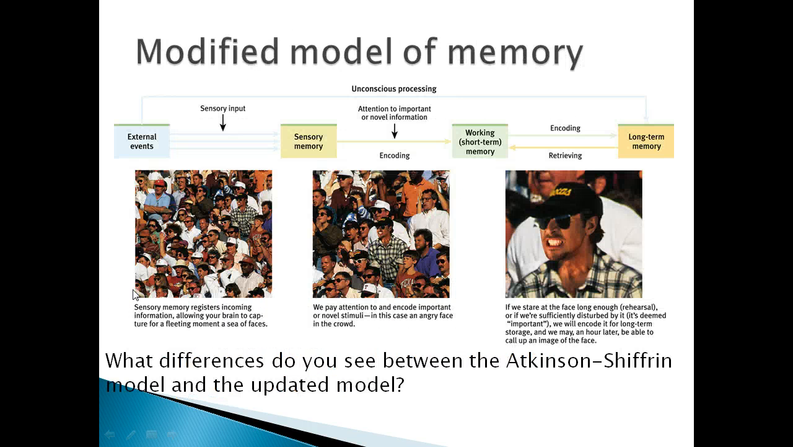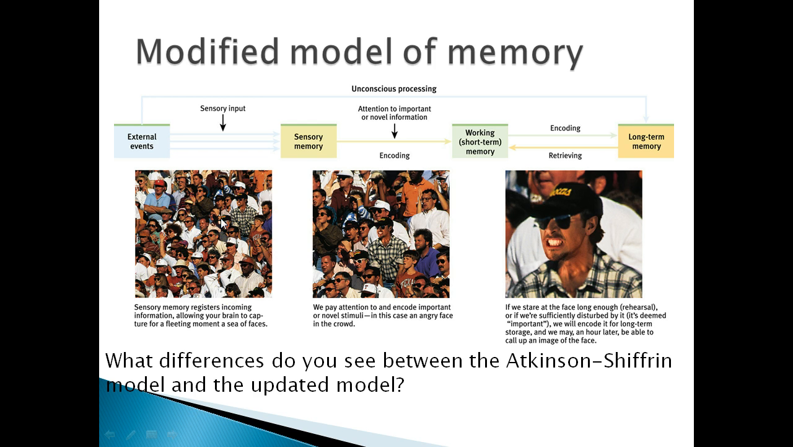And what we'll see next is very similar to Atkinson-Shiffrin, but it's a little bit updated. So we'll look at the differences. First here, if you're following the chart at the top, you have external events. This is what you're seeing in the world around you. So like this scene here.